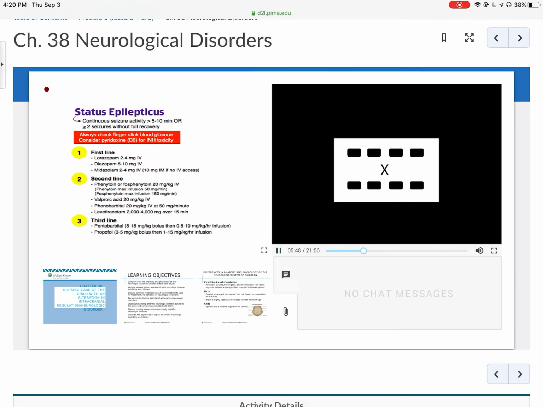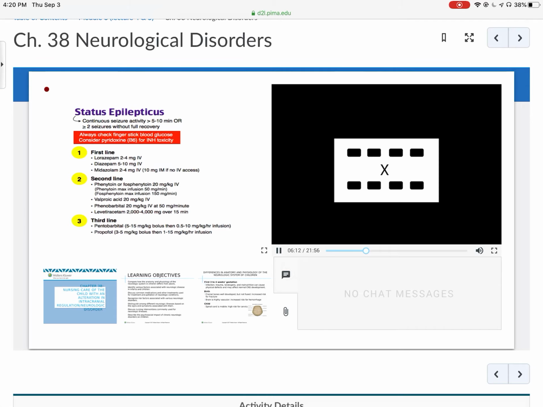It's an emergency, it's a medical emergency. And so you want to start with your front line. The three medications, that's a choice that the doctor makes. So either your lorazepam, diazepam, or midazolam. And we can give those IV. We can also give midazolam IV, IM.